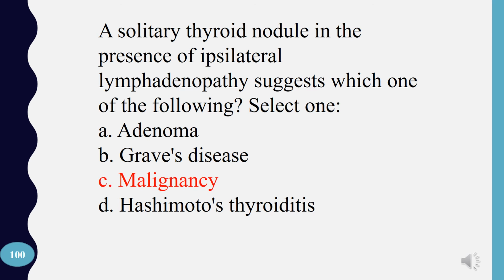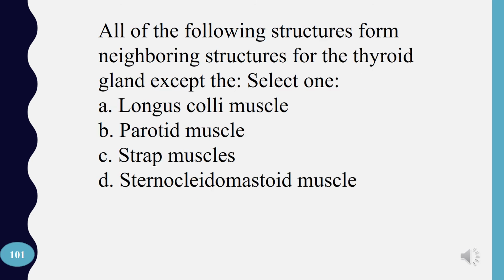All of the following structures form neighboring structures for the thyroid gland except the A. Longus colli muscle. B. Parotid muscle. C. Strap muscles. D. Sternocleidomastoid muscle. The answer is B. Parotid muscle.